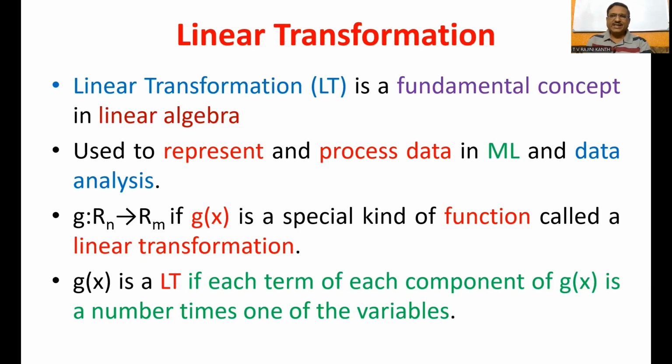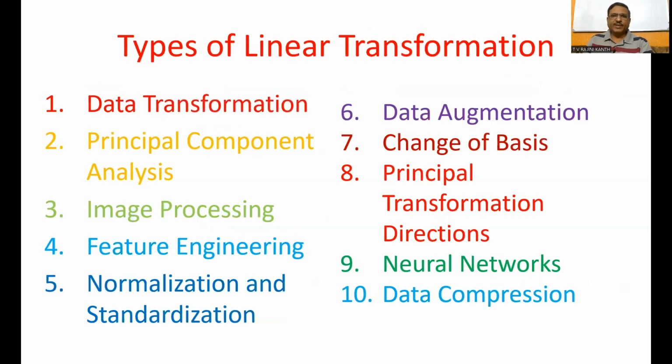g of x is a linear transformation if each component of g of x is a number of times one of the variables. So let me go into detail about these topics. There are various types of linear transformations.